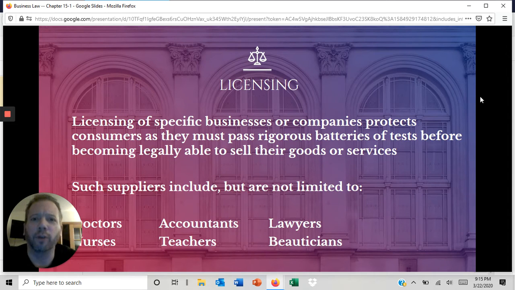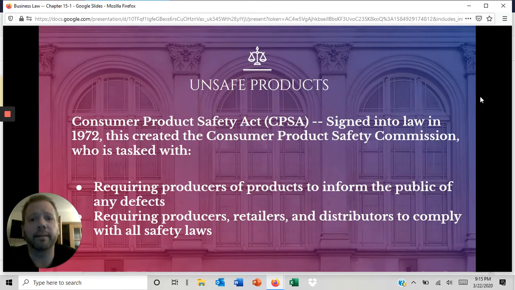Accountants need a license, lawyers need a license. This is another way to ensure that the public is protected from people who would participate in an industry without the proper qualifications. They could be causing injury to people that they're not even aware of, so therefore they have to go through the licensing practice. Okay. There are also protections against unsafe products.